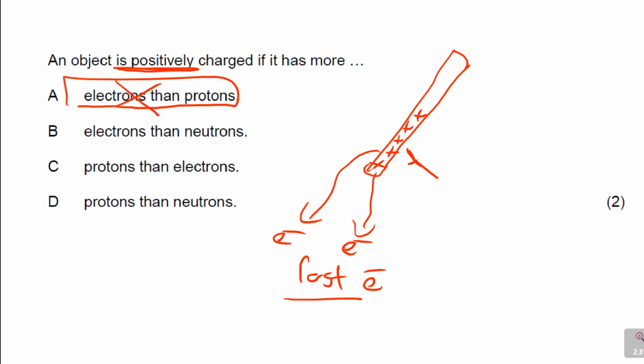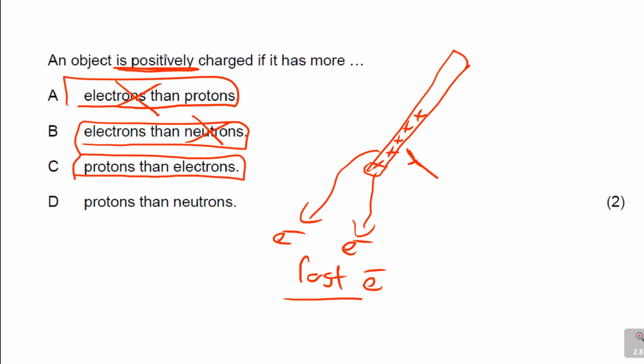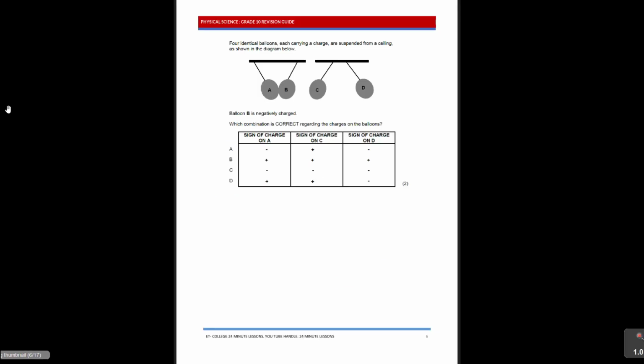No. When you lost electrons, you can't have more electrons than protons because you lost them. Neutrons, remember, are called neutrons, meaning they are neutral, so they don't have an impact on the charges. Protons and electrons, yes, an object would be positive because it has more positive protons than negative electrons. So the answer is that it has more protons than electrons. D, again, neutrons are not involved in the charges, so the answer there simply becomes C. All right, so next one.